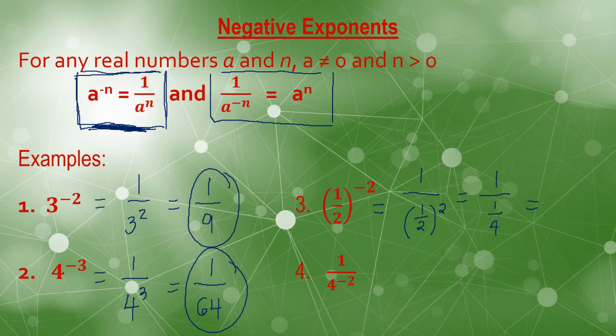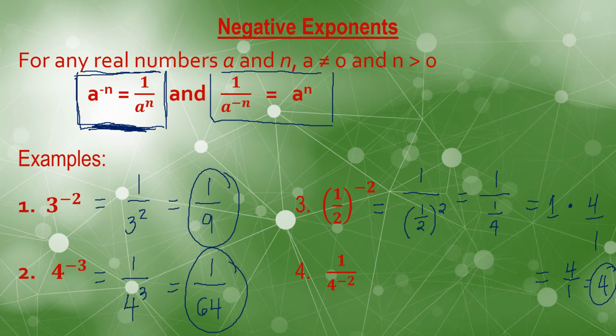So we have now 1 over 1/4. It's like saying 1 divided by 1/4. And how do we divide fractions? In dividing fractions, remember that we multiply 1 by the reciprocal of 1/4, and the reciprocal of 1/4 is 4 over 1. So if we multiply 1 by 4 over 1, we get 4 over 1, or simply 4. So it means that 1/2 raised to negative 2 is equal to 4.